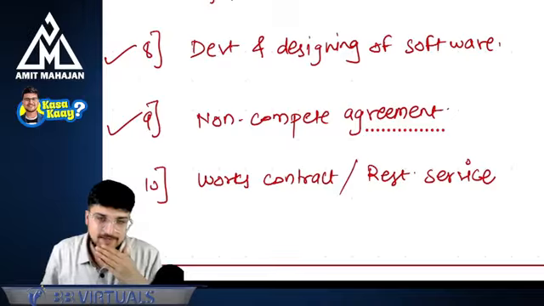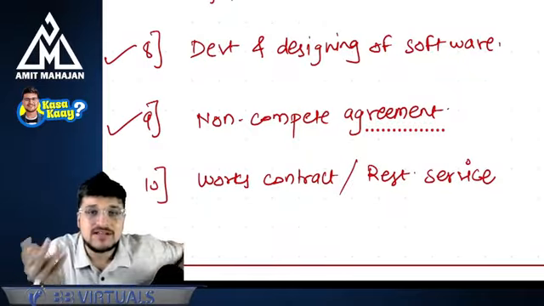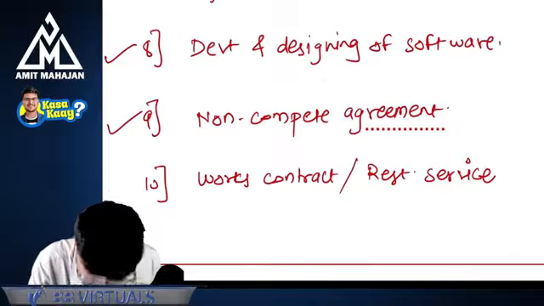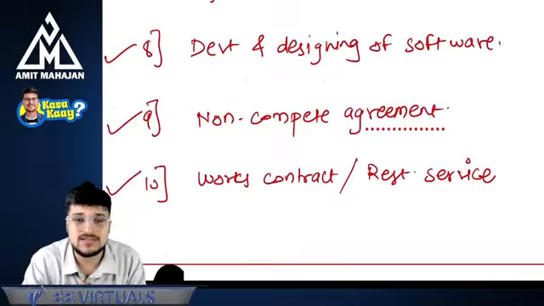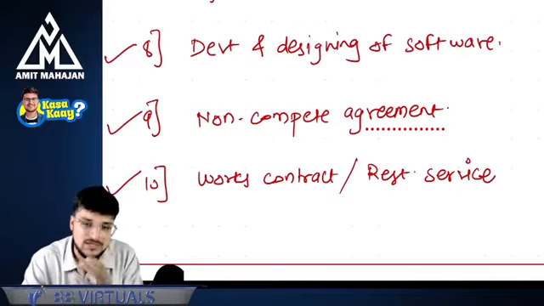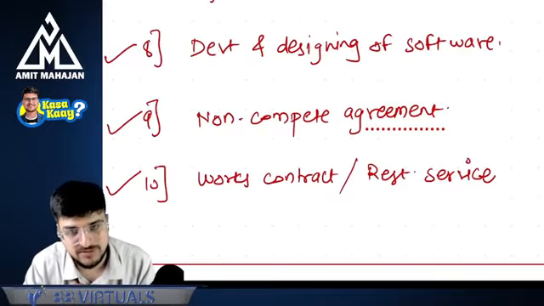Next point is works contract. What is the meaning of works contract? Works contract is construction service. If it is a construction service, then goods are also getting used, and there is also some service. So what is it? Goods or service? They have clarified that this is a service, and same in case of restaurant service.